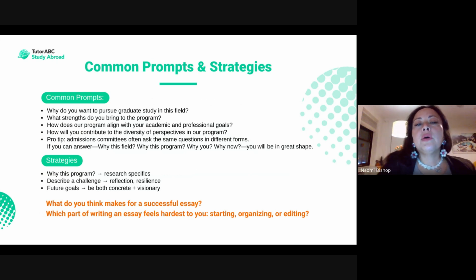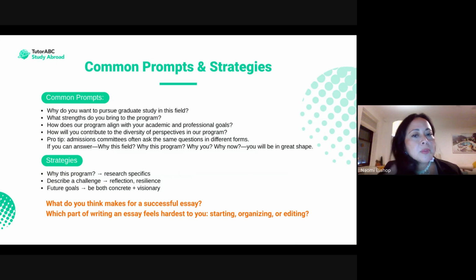Okay, so here are some common prompts and strategies. I don't necessarily need to read all of them, but these are the ones that come up over and over again. Why do you want to pursue graduate study in this field? What strengths do you bring to the program? How does our program align with your academic and professional goals? How will you contribute to the diversity of perspectives in our program? Okay, so the pro tip is that admissions committees often, as you can see from this, ask the same questions in different forms. So if you can answer these 4 questions, you'll be in great shape.